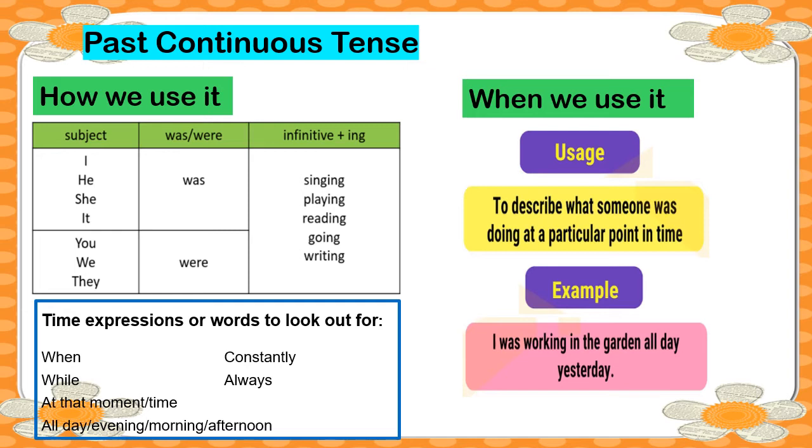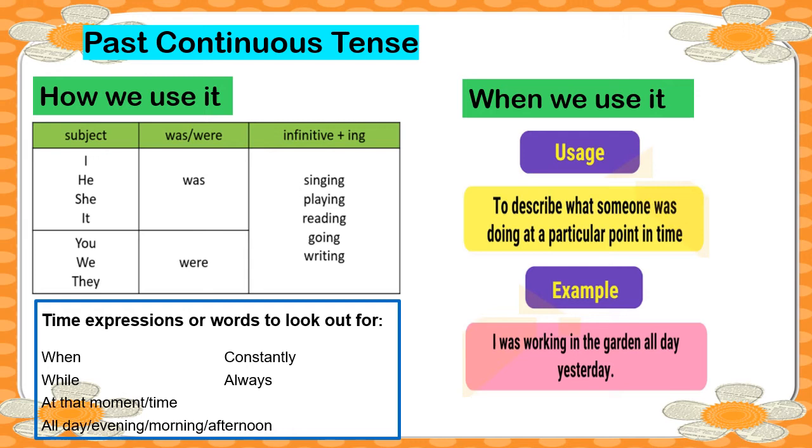The was is for singular people, right? And now I also fall in that category of being one single person. So I, he, she, it, any singular person or thing is was, and anyone who is more than one, you, we, they, the group, the boys, the cats, were. Okay, and once again, it gets an ing added to the doing word, the verb. So I was singing, she was playing, you were reading, they were writing.